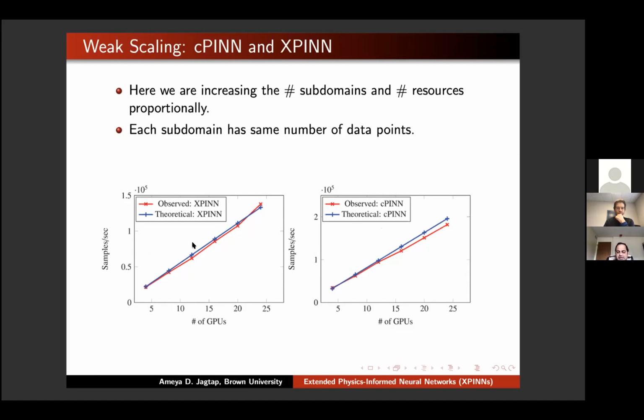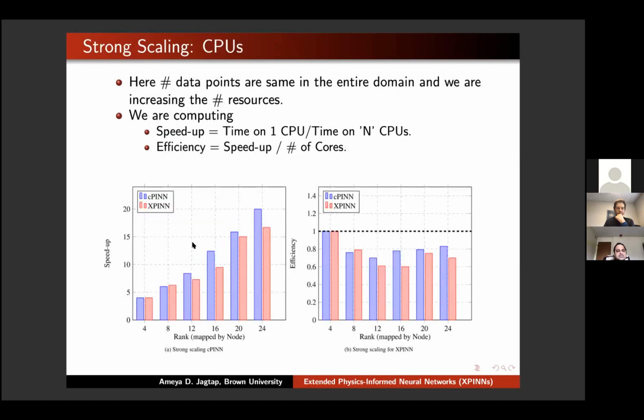because of the obvious reason which we discussed earlier. That's the strong scaling on GPUs. Here, the number of data points is the same in the entire domain, and we are increasing the number of resources, the number of GPUs, and trying to find out the speedup and efficiency for both CPIN and XPIN. You can see that the speedup is more in CPIN compared to XPIN. And of course, efficiency is also more, at least, not in this case, but in most of the cases. And overall, on average, we hit 80% efficiency here.